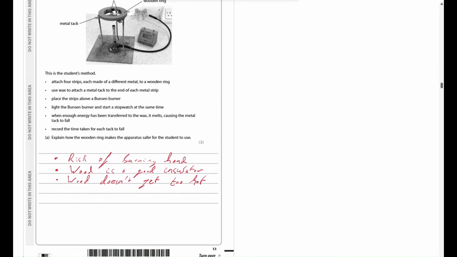So what do we have? Well, we have a piece of wood. The wood is a very poor conductor or a good insulator. The conductor and insulator are opposite to each other, so I'm saying wood is a very good insulator. What does that mean? Well, it means that the wood is not going to get as hot as if it was made out of metal or something like that. The thermal energy would transfer down the metal, but the wood's not going to heat up. So yeah, hopefully not going to burn my hands.